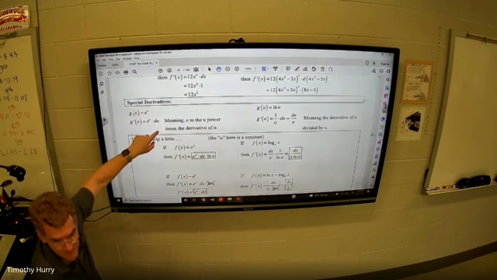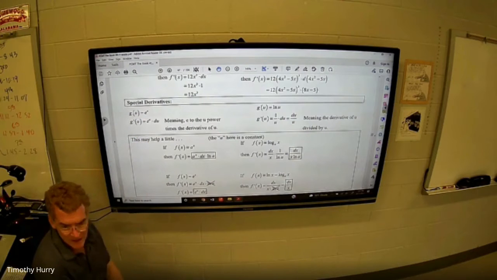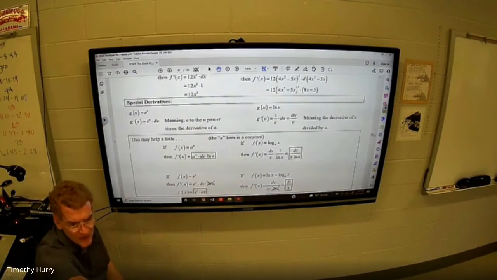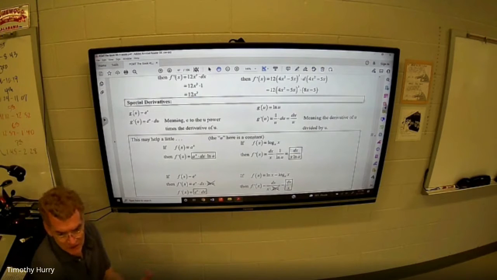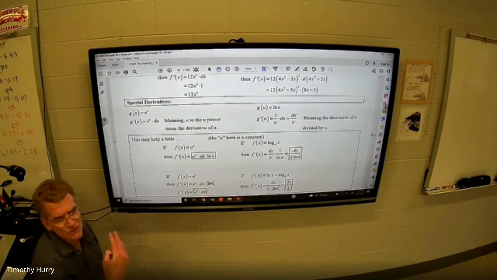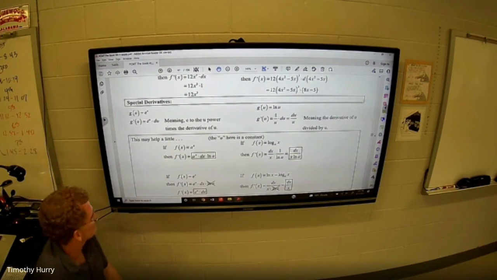Okay? So e to a power is a function, but e to a power, anything other than x, requires a chain rule. Just like x is a function. X to the 5th is a powered function, but anything else to the 5th is a function inside of that.